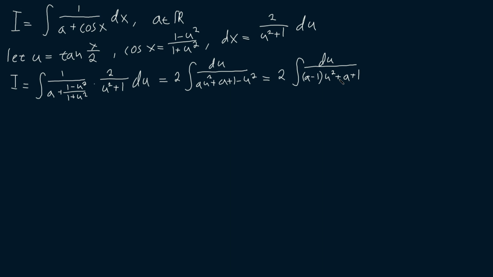Then, to be able to integrate this, we're going to do the following trick. We're going to take the a plus 1 to the front and get that this is equal to 2 over a plus 1 times the indefinite integral of du over the square root of a minus 1 over a plus 1 times u all squared plus 1.